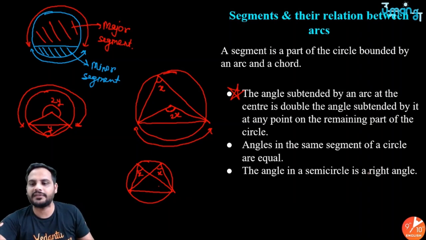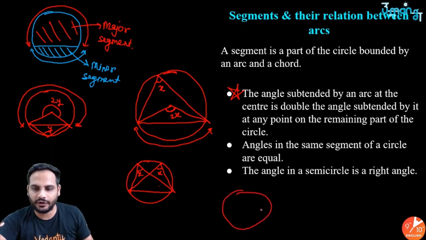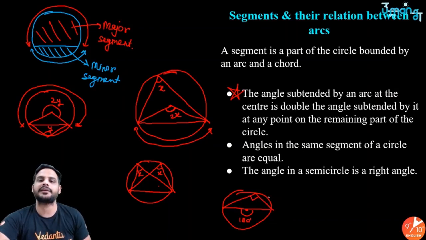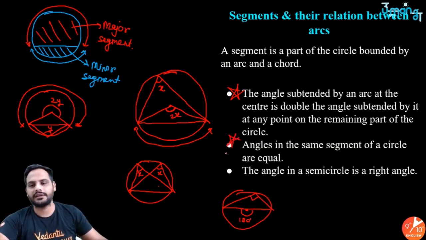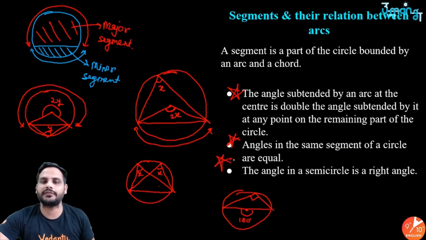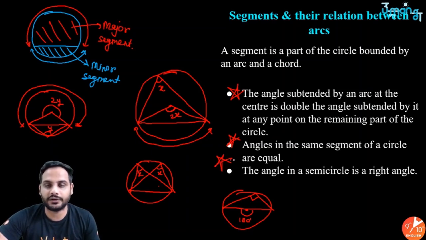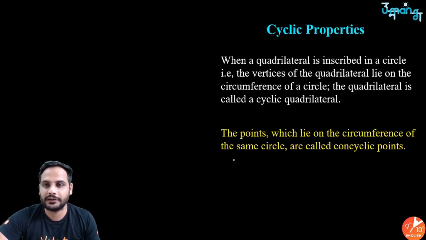The angle in a semicircle is a right angle. Why? Because if you draw a semicircle, the angle subtended at the center will be 180 degrees. So the angle in the semicircle is going to be 90 degrees. These three theorems are very important for solving questions. These three will play a major role.